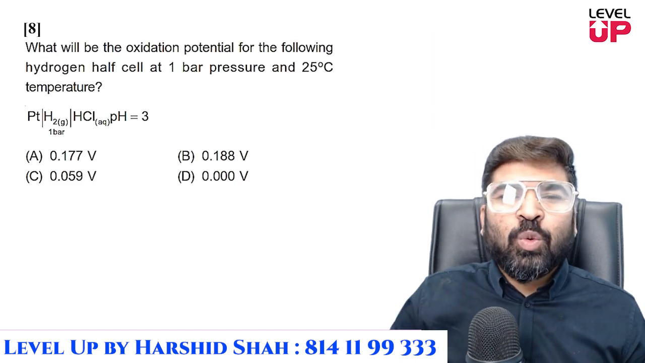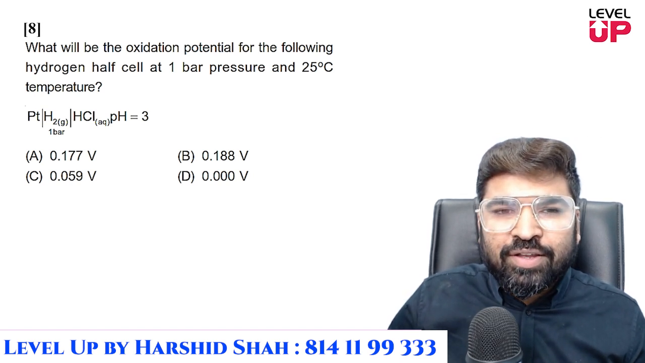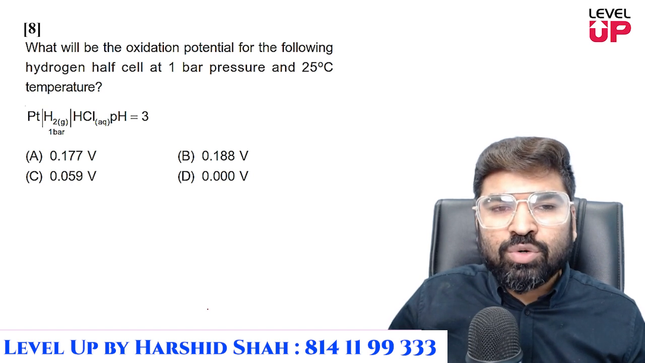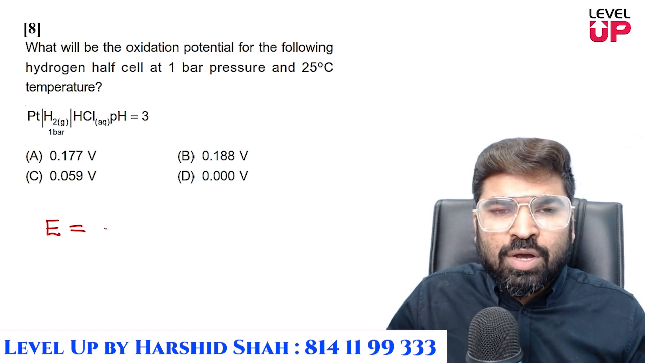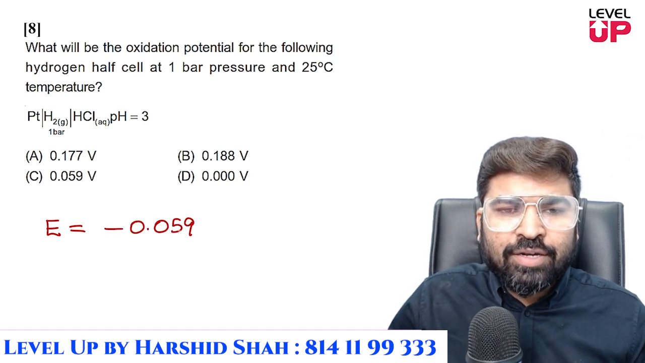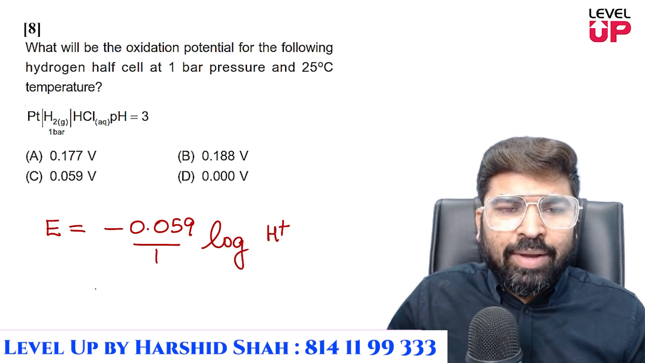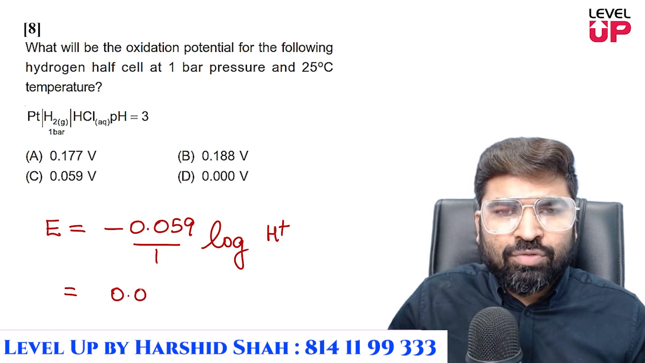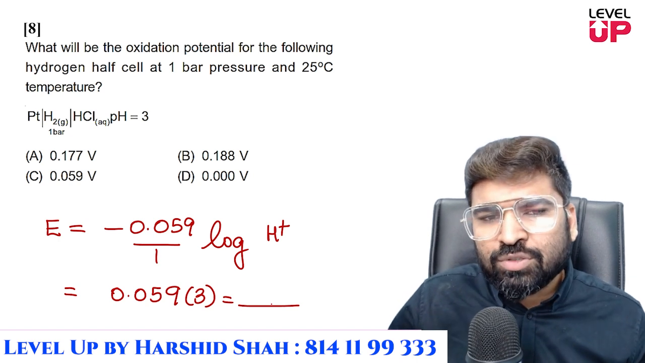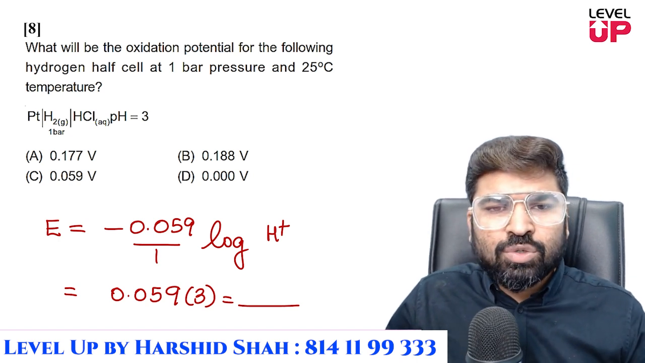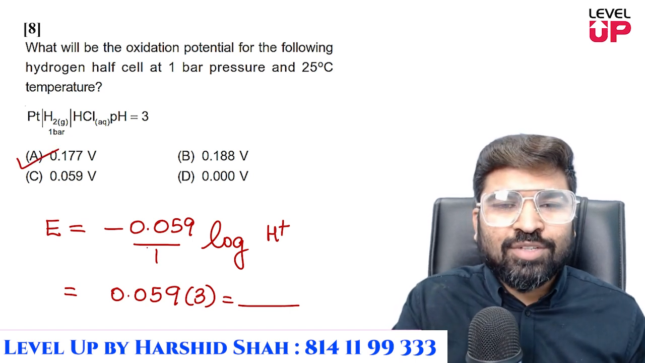Clear? Which of the following oxidation potential for the following hydrogen cell 1 bar and 25 degrees Celsius temperature pH value is given? pH is equal to 3. Okay, ठीक है, find out करते हैं. E cell is equal to E naught cell, which is 0 minus 0.059 divided by 1 log of H plus, right? And minus log of H plus is pH, so 0.059 multiplied by 3, almost 0.06 multiplied by 3 is 0.18. So that should be option A and not option B, because it is lesser than 0.18.